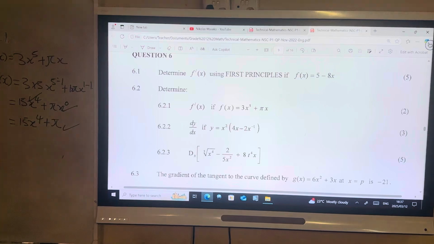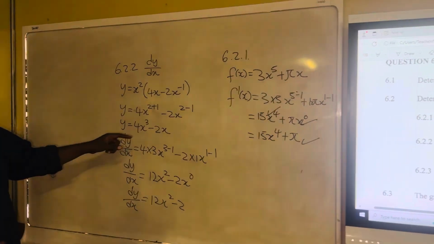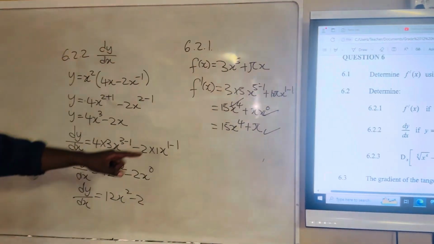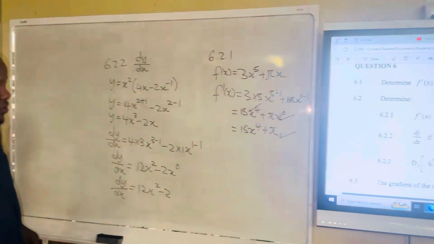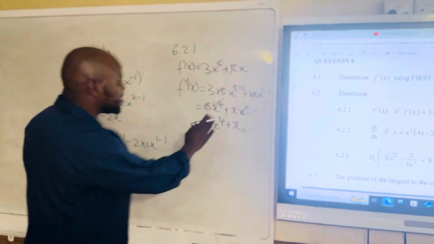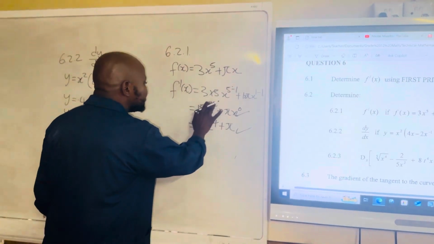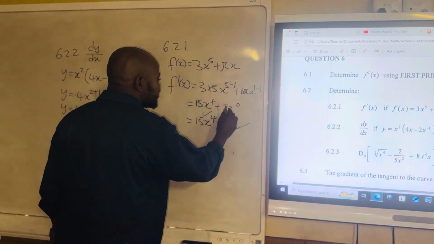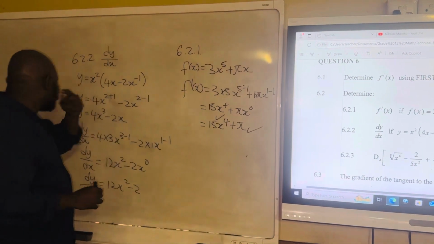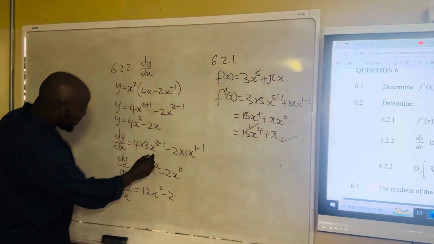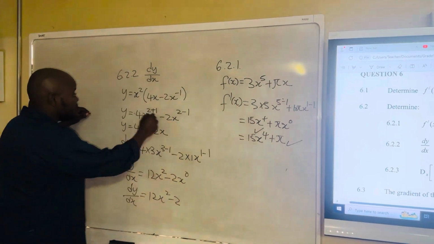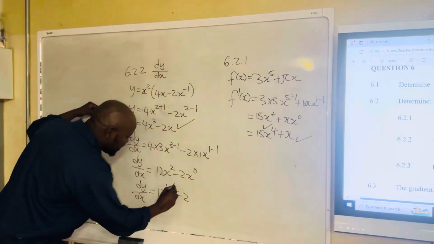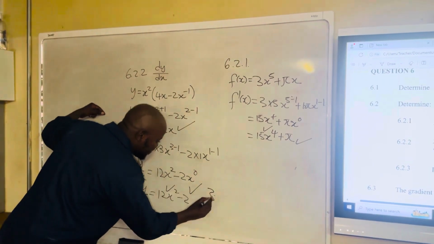So let's mark 6.2.2 there, which is 3 marks also. Oh, this one is just 2 marks, which is just for this and this. This one is 3 marks. You're going to get the mark allocation for changing this to this, and getting this and that, in 3 marks now.